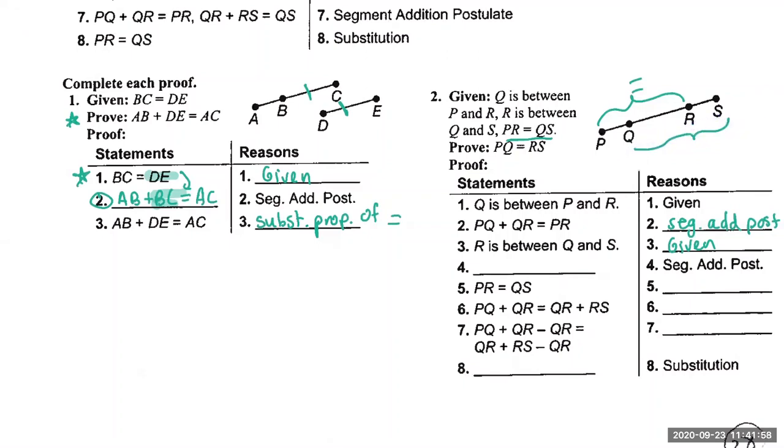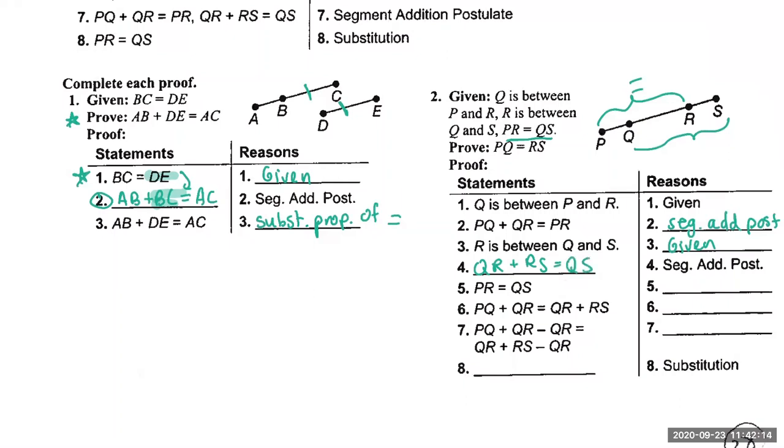QR plus RS equal QS. Yes, okay, and some of your letters might be swapped, which is perfectly fine. As long as you have QR plus RS or something to that effect equals QS, a piece plus a piece equals a whole.